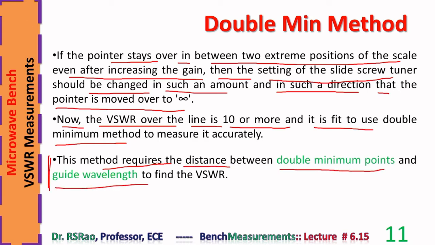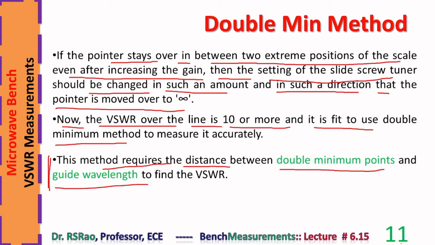So what he is telling in the last five points is that the double minimum method requires certain preparation. What is that preparation? First, one has to establish over the line an SWR which is 10 or more. If it is less than 10, we can use the low VSWR method. But the SWR is more than 10. That's why we are coming to this method.